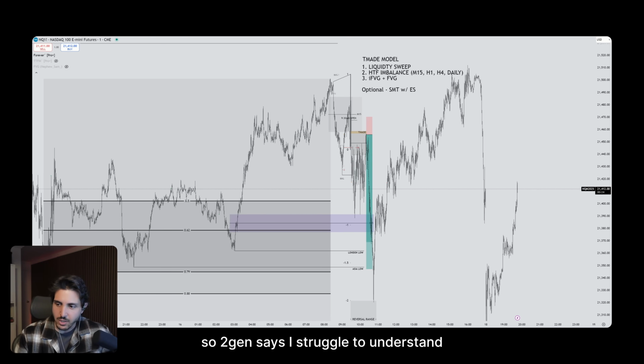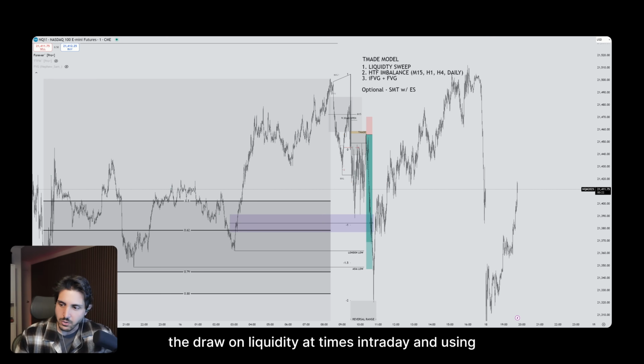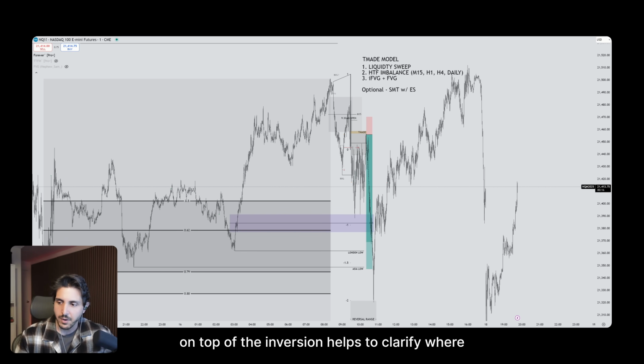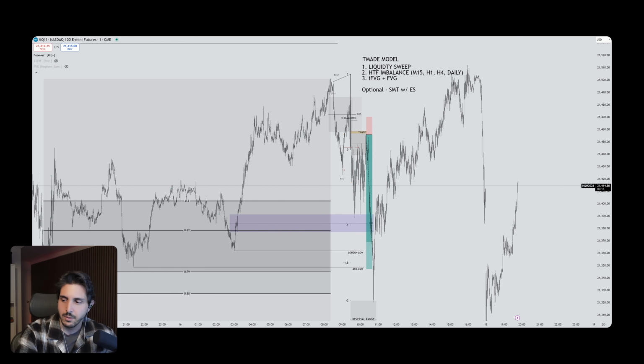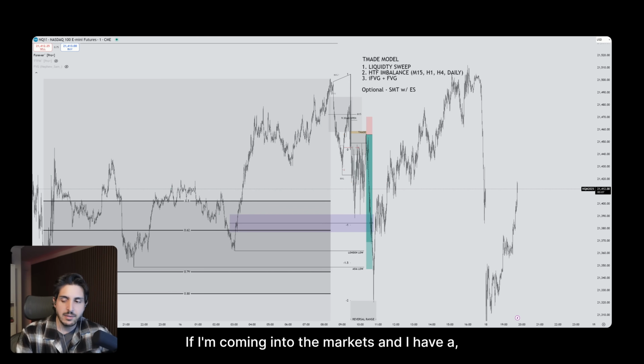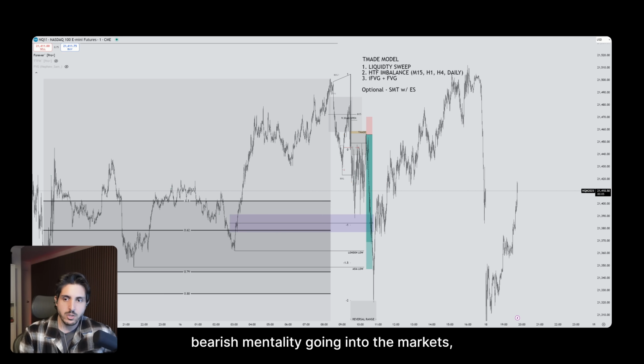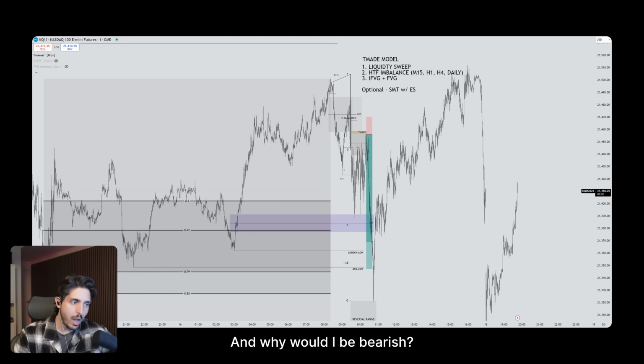Okay, so 2Gen says, I struggle to understand the draw on liquidity at times intraday, and using the higher time frame imbalances on top of the inversion helps to clarify where price is likely to go. Yep, 100%. So I will say this: if I'm coming into the markets and I have a bearish mentality going into the markets, and why would I be bearish?